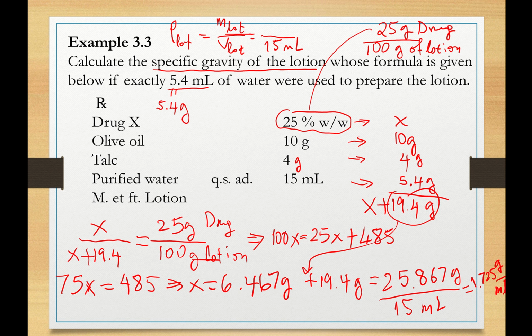You can see how a complicated problem became very easy by realizing that the concentration of the drug, this statement here, this parameter, is actually your basis for solution. You construct an equation out of it, and then you solve it for X, calculate the drug, add the other ingredients to that, divide by the whole volume, and calculate the specific gravity of the lotion. Nice.